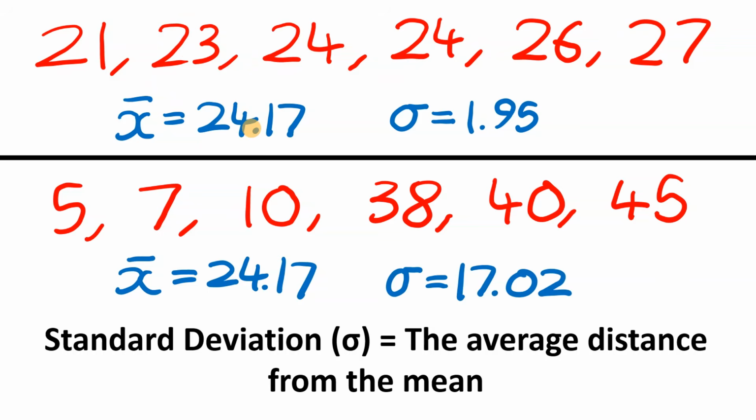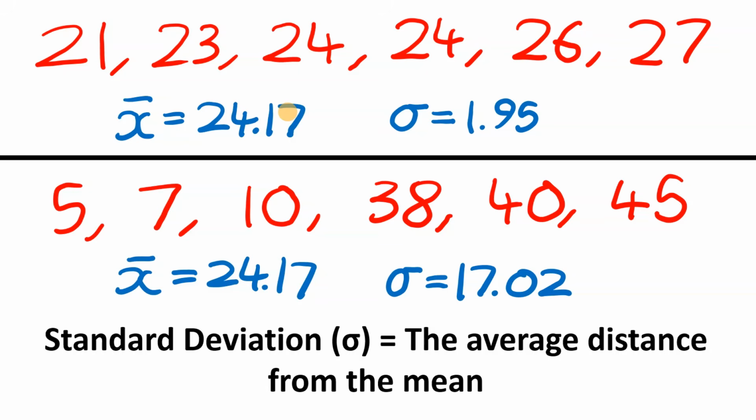Now, for the second data set, we have a much bigger standard deviation of 17.02. And this is because none of these data points are really close to the mean. They are all very far away from it, and this gives a much bigger standard deviation. So when you combine the mean with the standard deviation, it gives you a fuller picture of what's going on in the data. Mean and standard deviation are a very good partnership.